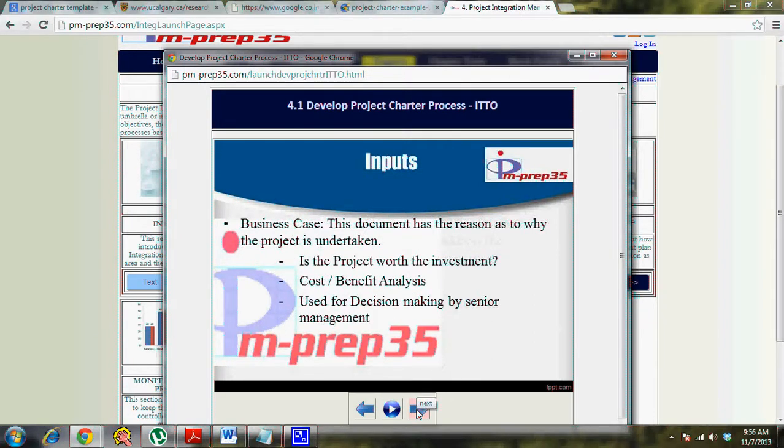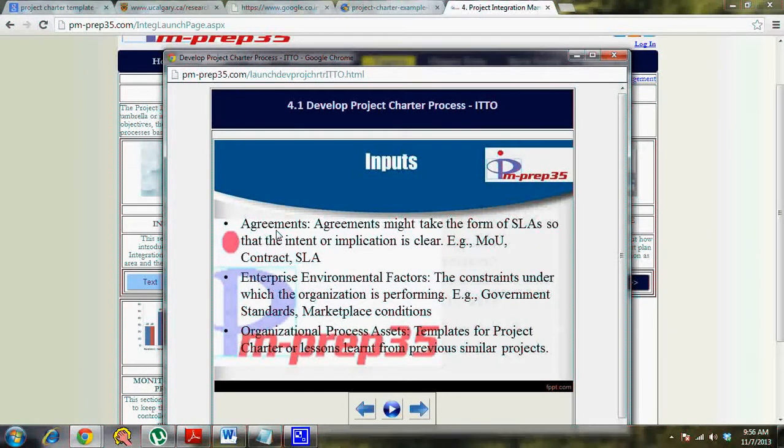So now the next important input is agreements. The agreement is nothing but the memorandum of understanding, contract, SLA, service level agreement. Service level agreement is a common terminology where it talks about availability time, how many users will be using the application, what would be the concurrent number of users. So these things are very important input to come up with the project charter, and also in order to define the scope, risks, assumptions, constraints. So agreements are an important input.